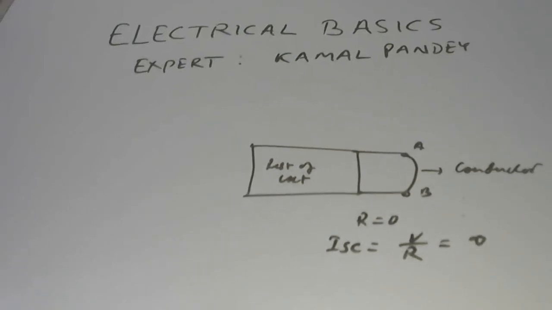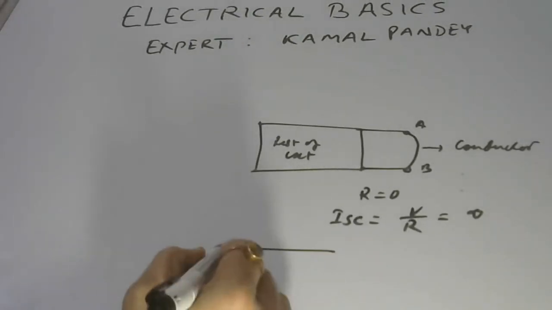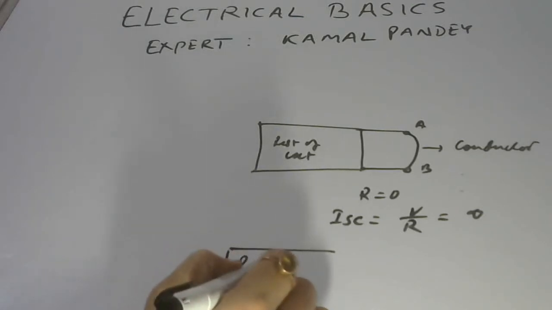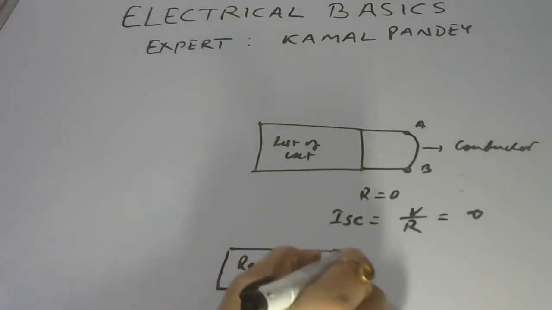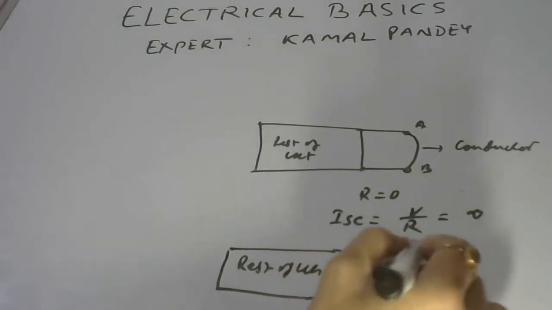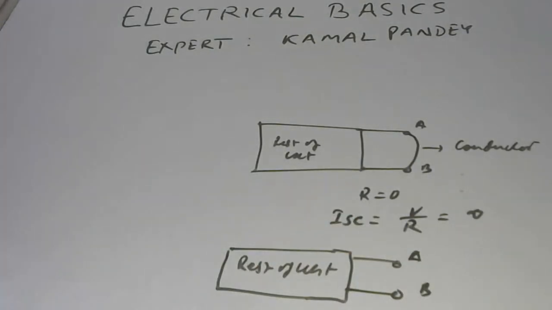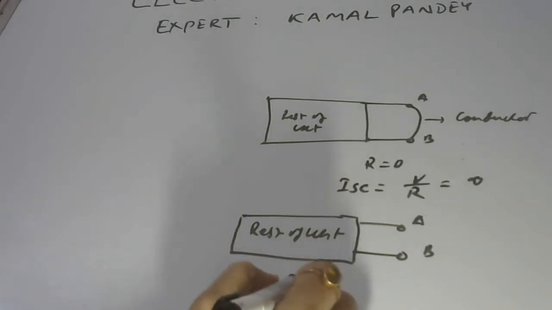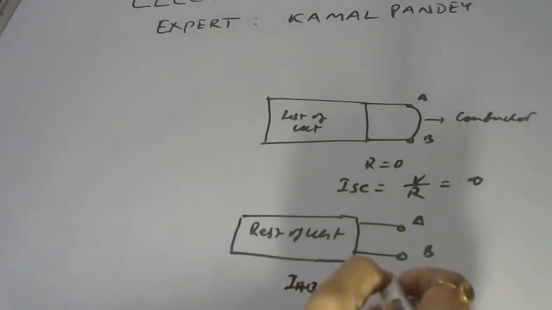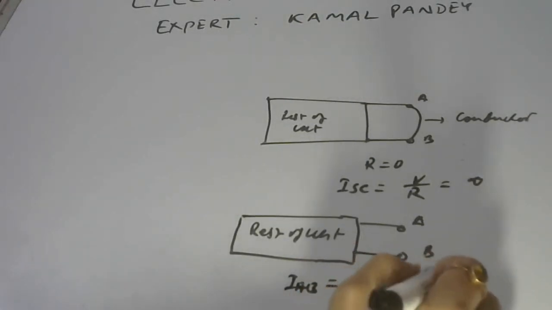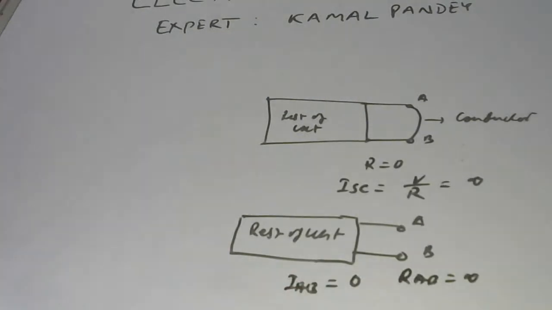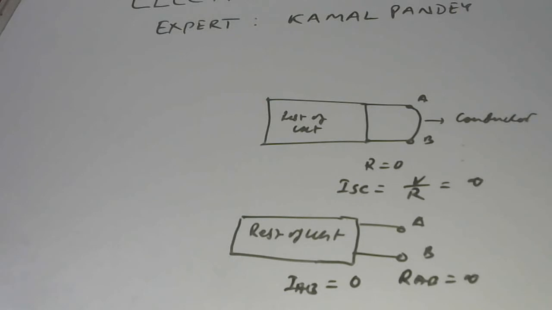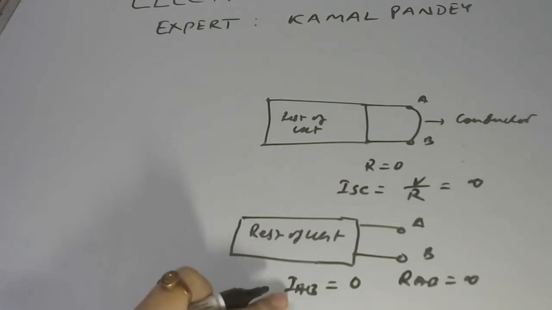What is called open circuit? This is rest of the circuit, and here is the terminal we have. This is A and B, and this is open circuit condition. Open. IAB equal to 0 because RAB equal to infinity. Resistance at open loop or open circuit condition become infinity. So IAB equal to 0.